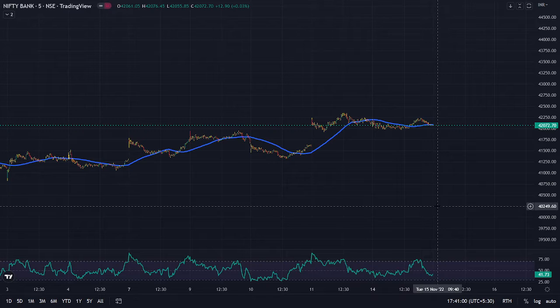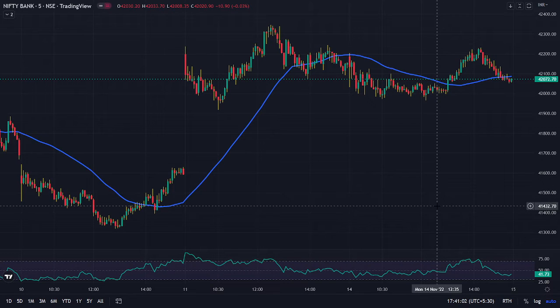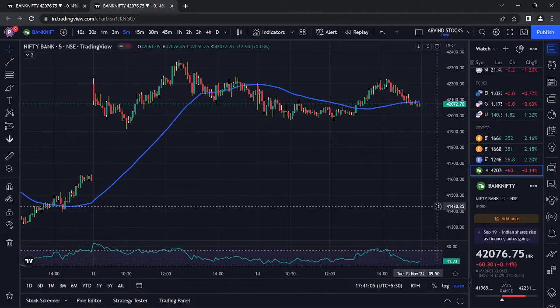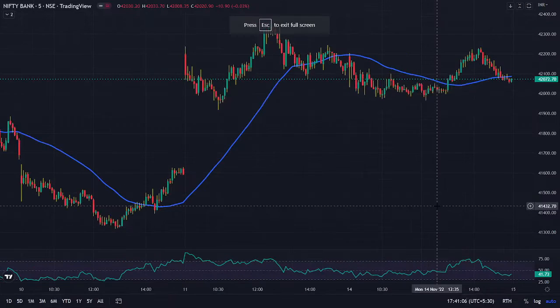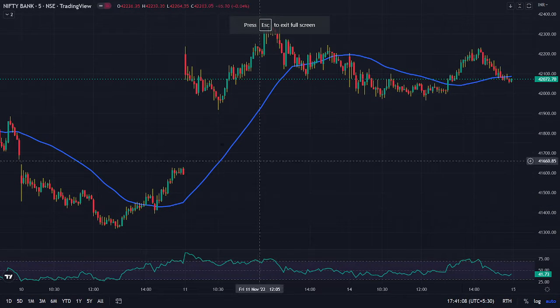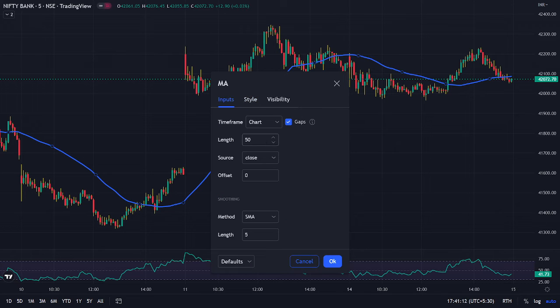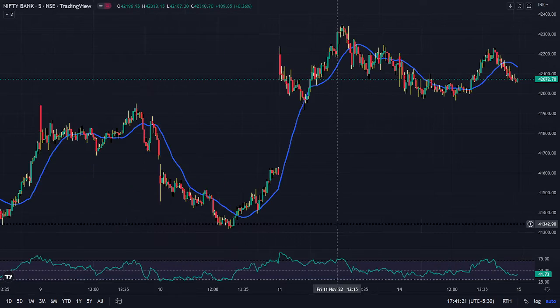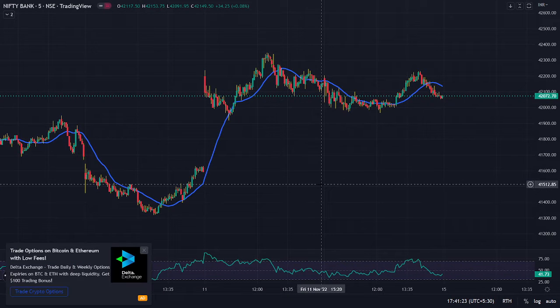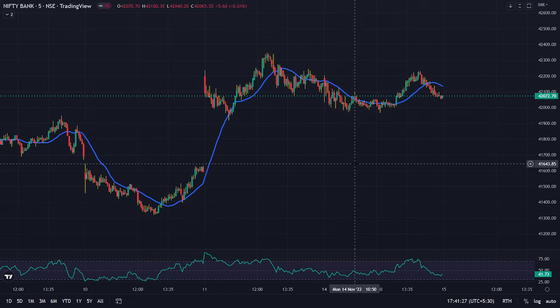Okay, so as you can see, I'm in the Bank Nifty's 5-minute chart right here. I have this blue color 20 period moving average. Let me just show it to you. Yeah, so it's a 50 period moving average. Let me just change it to 20. All right, so now I have this 20 period moving average in the Bank Nifty chart plotted right here, and we'll just remove this.